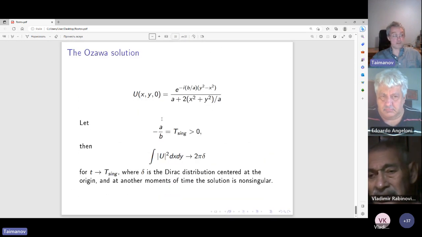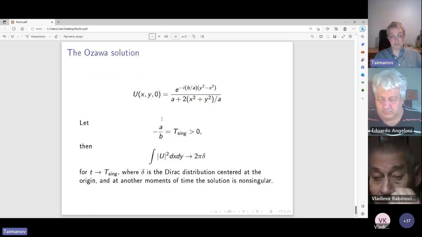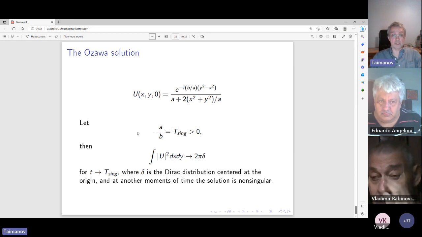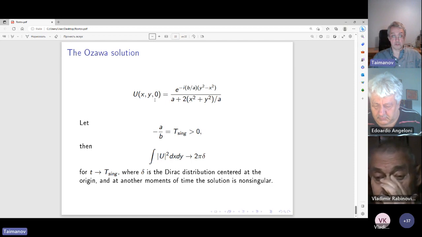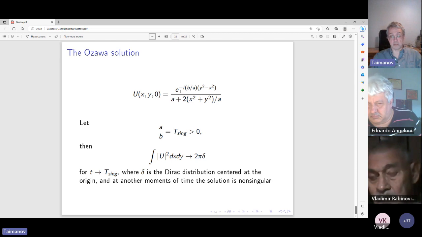I would like to say about the Ozawa solution. It's very different. It was found by Ozawa 30 years ago. It is as follows. We start with the following initial data. U(x, y, 0). The u is this, the numerator is this exponent minus ib over 2 y squared minus x squared. It's divided by this term. And let minus a be positive.